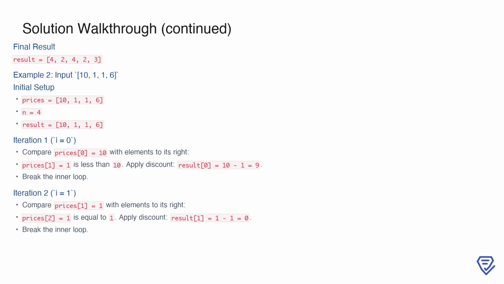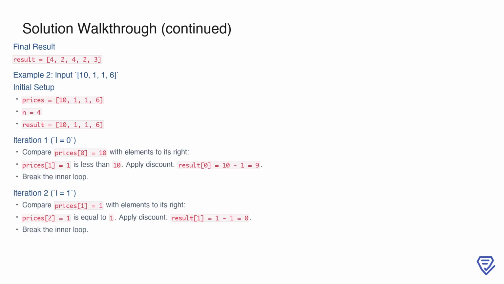Now let's look at another example with the input 10, 1, 1, 6. Here, the length of the array is 4, so we initialize result as a copy of the input. Starting with the first item, prices[0] equals 10, we compare it with the elements to its right. The first value less than 10 is prices[1] equals 1, so we apply this as the discount, updating result[0] to 9. For the second item, prices[1] equals 1, we find that prices[2] equals 1 is equal to 1. We apply this as the discount, updating result[1] to 0.